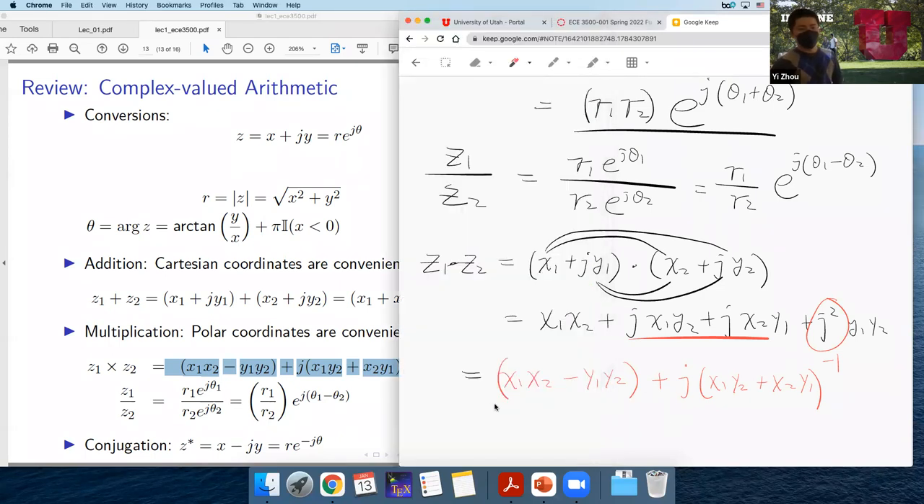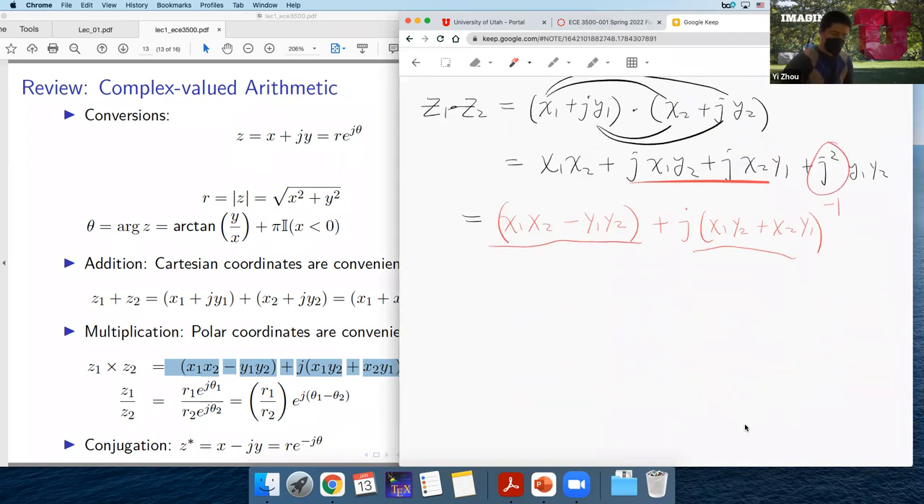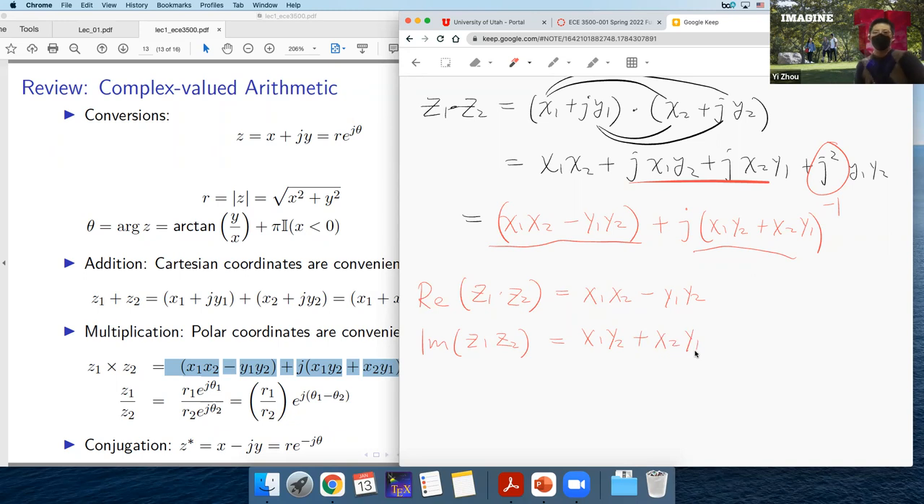And you can see that this is a standard Cartesian form because it is a real number, x1, x2, minus y1, y2, a real number plus complex unit times another real number, right? So therefore you can say that the real part of Z1 times Z2 is this one. And the imaginary part is this part. Right?